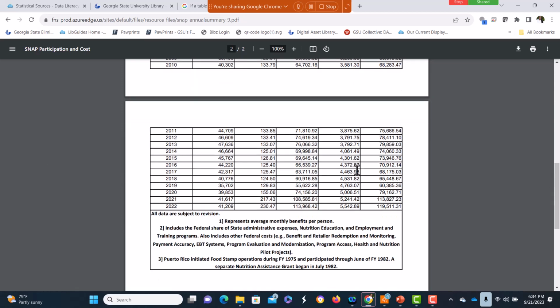2016. The total cost of the program, and you multiply that times 1 million, you end up with $70 billion. So in the bigger scheme of things, is 70 million being wasted enough to eliminate the program? What do you think? No. Right?